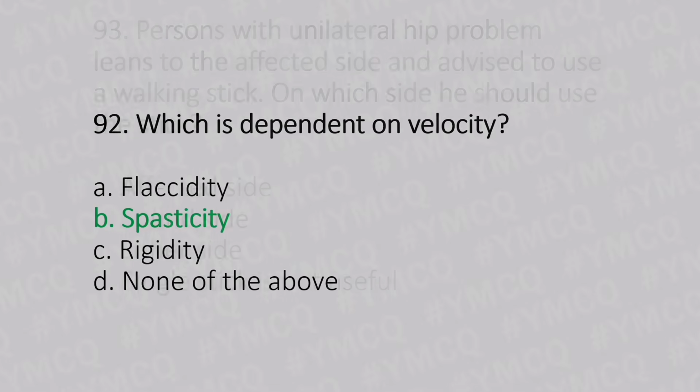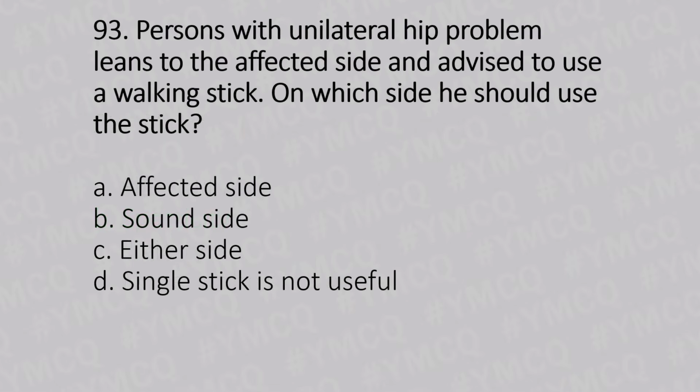Moving to our 93rd question, persons with unilateral hip problem lean to the affected side and are advised to use a walking stick. On which side should he use the stick? Option A, affected side, option B, sound side, option C, either side, option D, single stick is not useful, and the answer is option B, sound side.